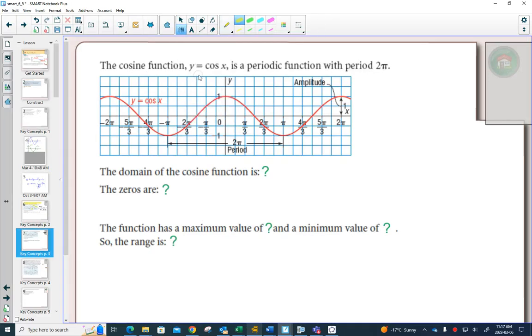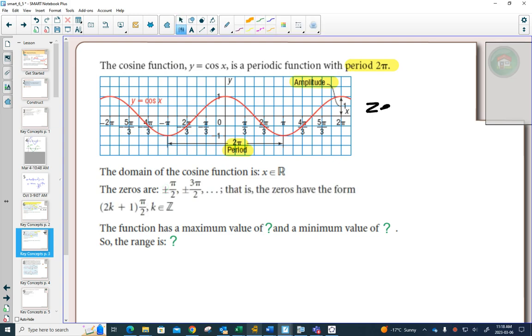And similarly, we can highlight some stuff. We've got the same period, same amplitude. The domain will still be everything. But the zeros are tricky here as well. So let's do some work off to the side. Let's start listing them.